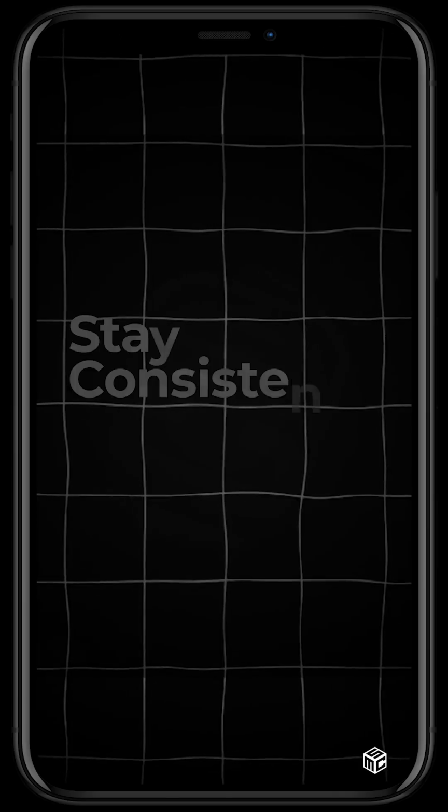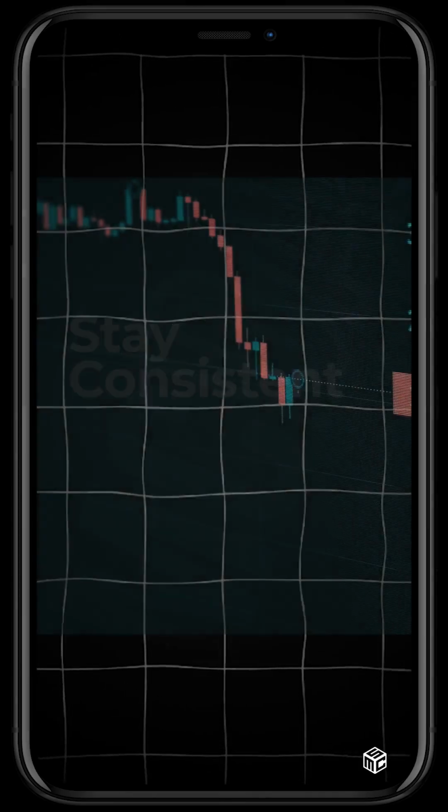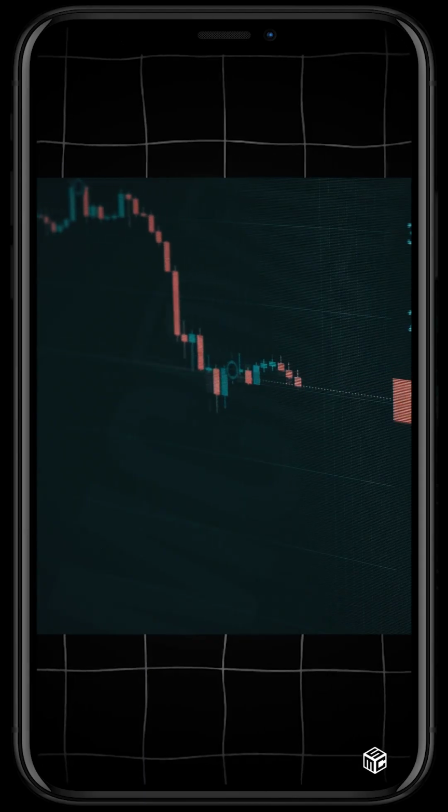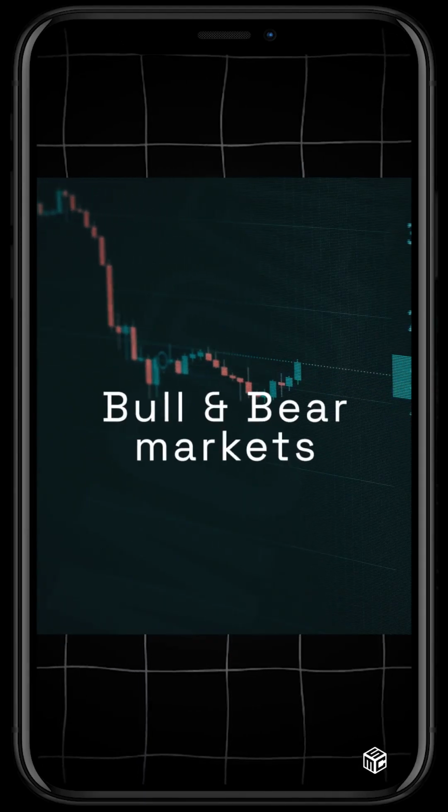Now the fourth way is to stay consistent. Don't stop DCAing just because prices fall. The power of DCA comes from consistency during both bull and bear markets.